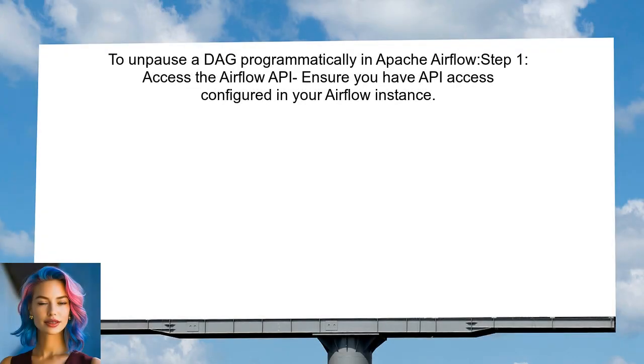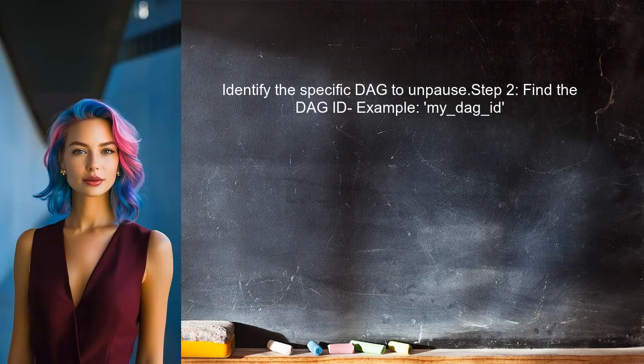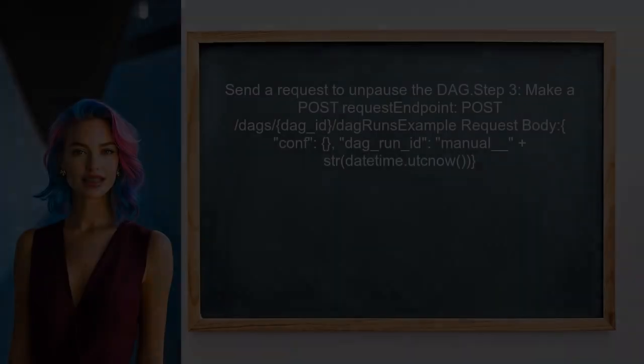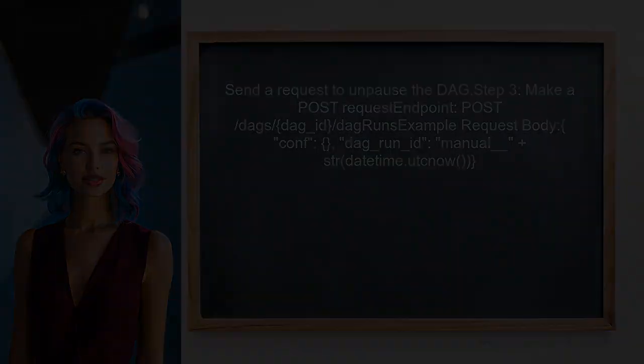To unpause a Directed Acyclic Graph, or DAG, programmatically in Apache Airflow, the user should first ensure they have access to the Airflow API. This allows for interaction with the DAGs without using the user interface. Next, the user needs to identify the specific DAG they want to unpause. This can be done by checking the DAG ID, which is a unique identifier for each DAG. Now, the user can send a request to the Airflow API to unpause the DAG. This typically involves making a POST request to the appropriate endpoint with the DAG ID.